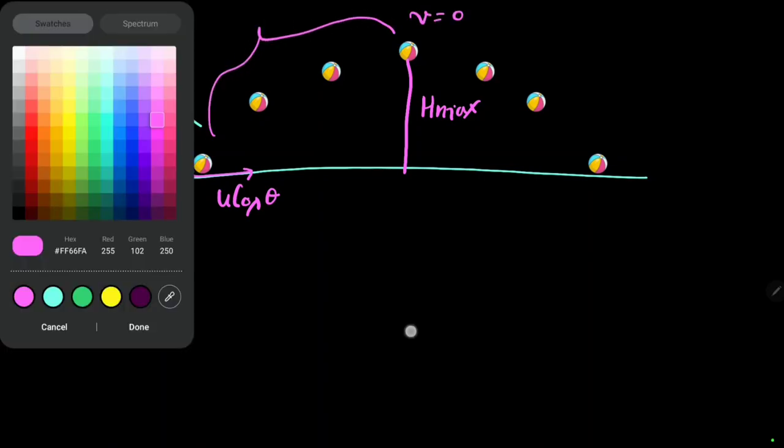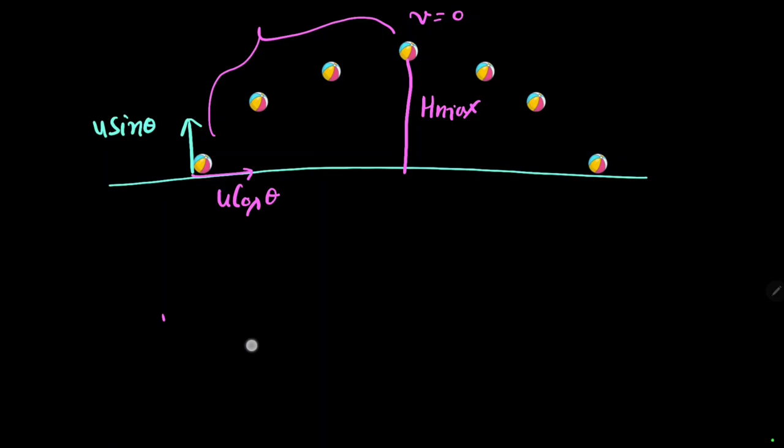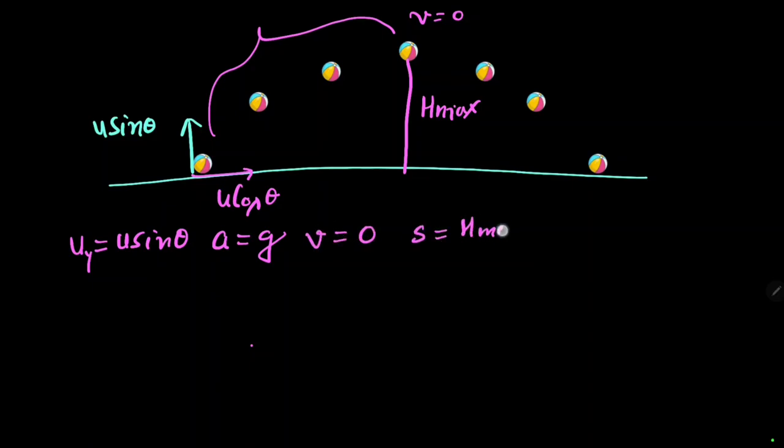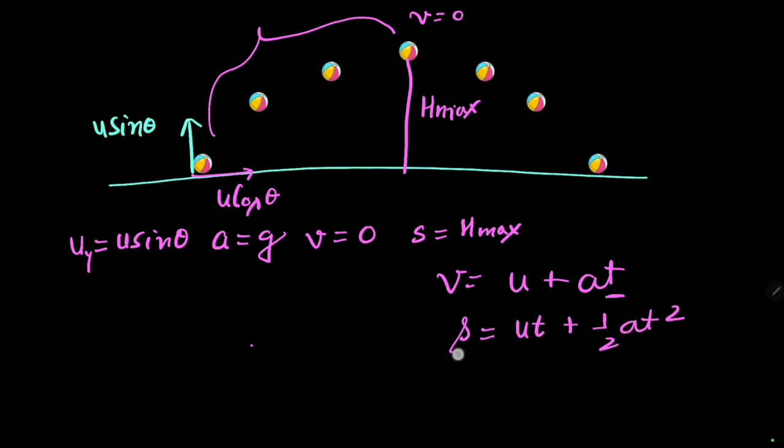Now again I will use the information of the y-axis. I have the initial velocity as u sine theta. I know the acceleration is g. The next thing I know is that the velocity is becoming 0, and we know the displacement as h max. So here I have two options. I can either use v equals u plus at, because I want to find t, or else I can use s equals ut plus half at square as well, because I know s too.